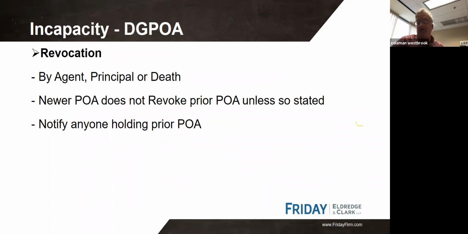You can always revoke it, assuming you have the capacity. So if I sign one today, I could sign another one tomorrow and another one the next day. And so I can always revoke it. I can always do new ones. It's very similar to a will. But here, death terminates the power.